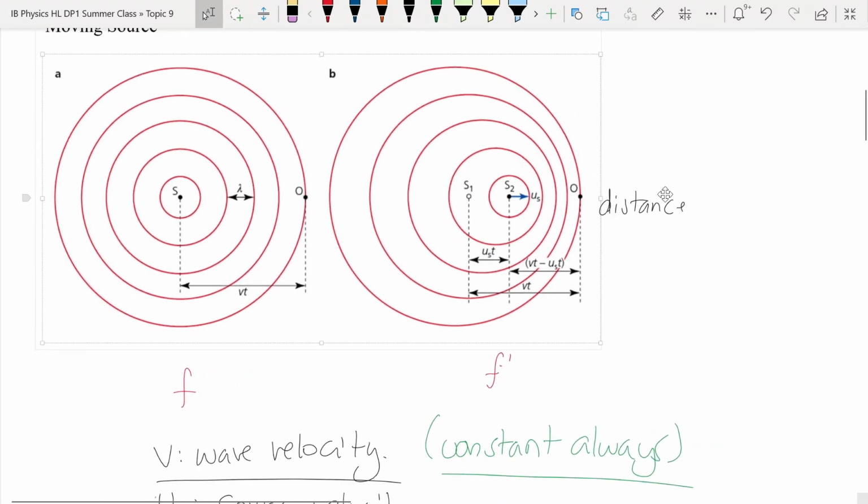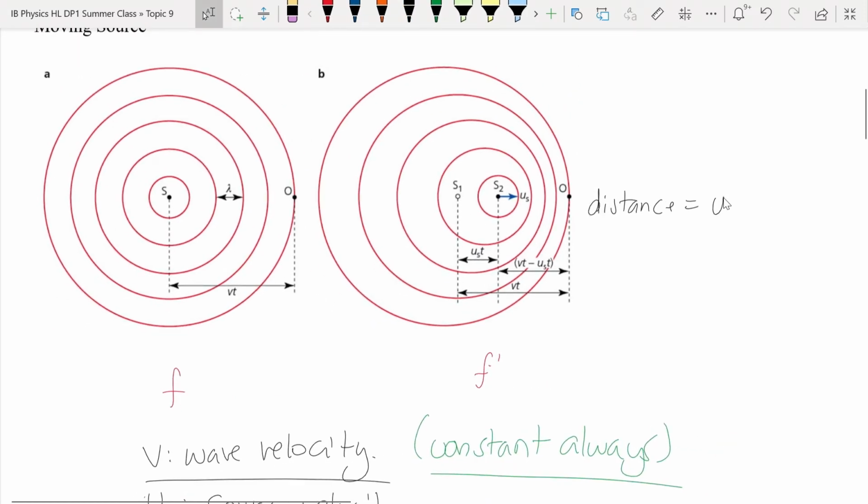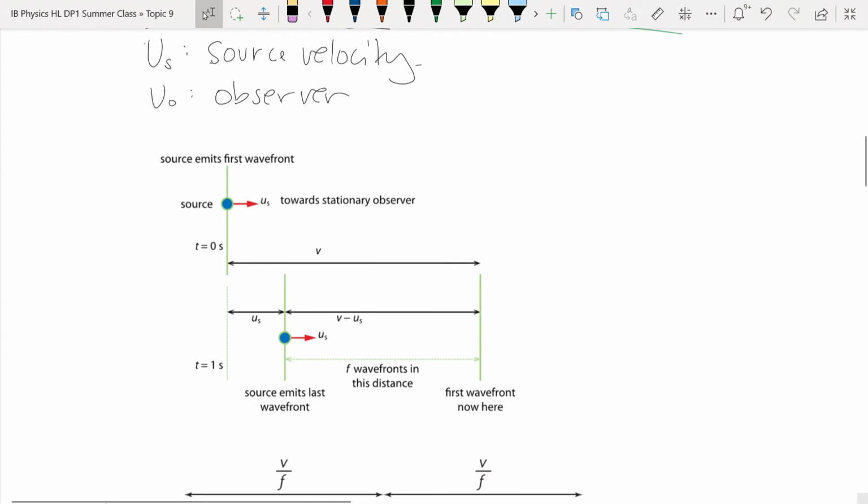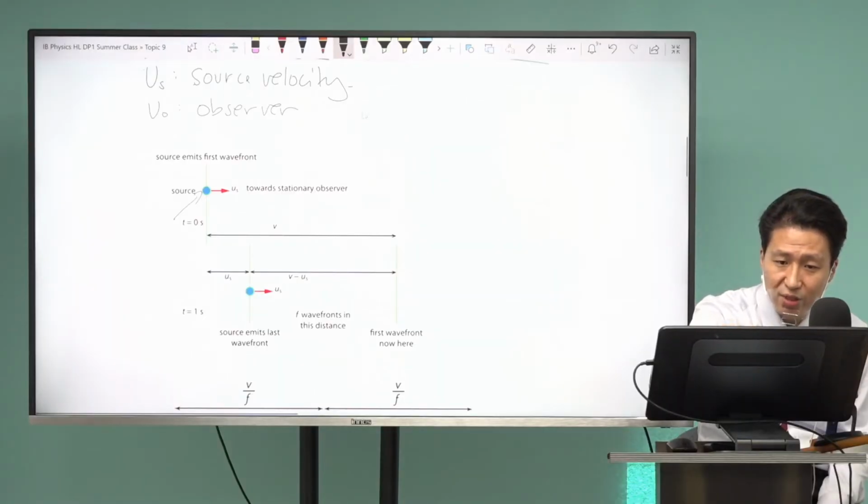So let's zoom out. Correct? And what we're interested in is not just any time, right? We want to know how much it moved between two wavefronts. And I'll show you why. If you look here, first, when it was here, it produced one wavefront. So we will draw one wavefront in green, like so.